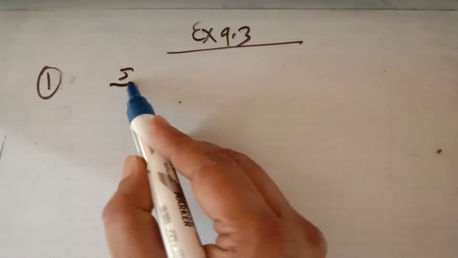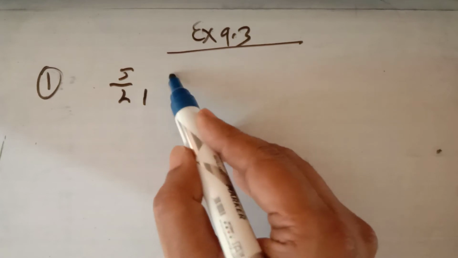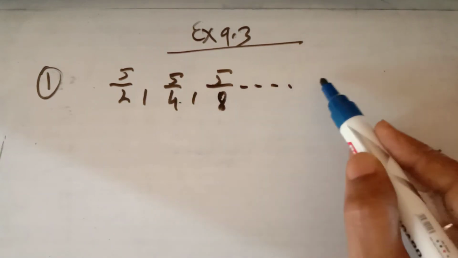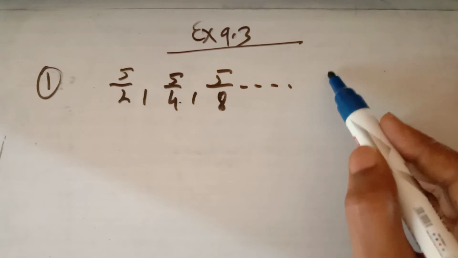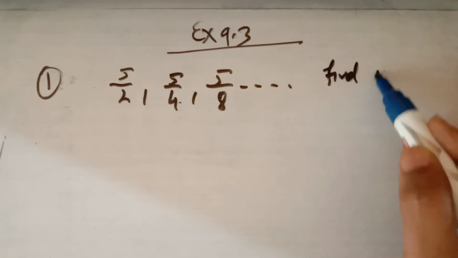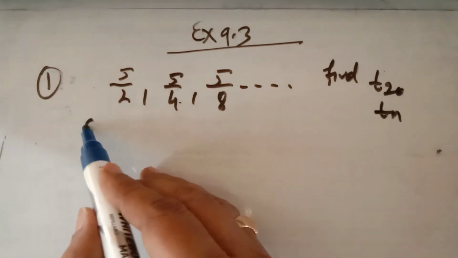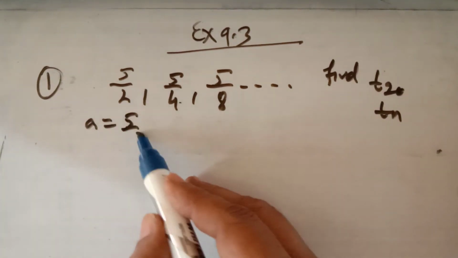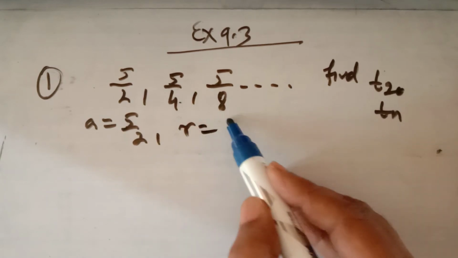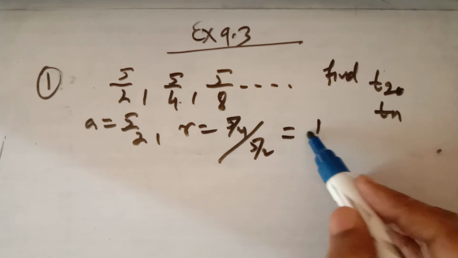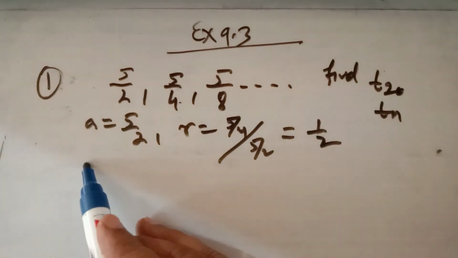The geometric progression is given: 5 upon 2, 5 upon 4, 5 upon 8, and so on. You have to find its 20th term, and also the nth term. So what is the first term here? 5 upon 2. What is the common ratio, which will be obtained by dividing any term by its preceding term? So it will become 1 upon 2.